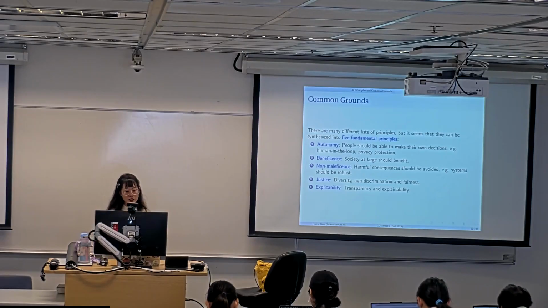For example, the system should be robust in order to ensure safety. And then justice. Justice is more about diversity, non-discrimination, and fairness. Then last, explicability. That's about the transparency and explainability of the AI model, especially the very complicated models.